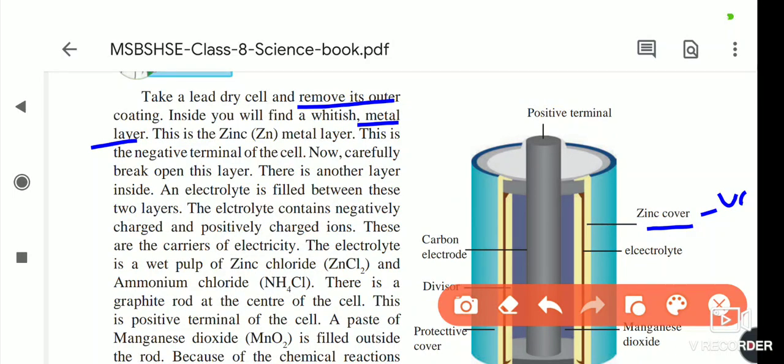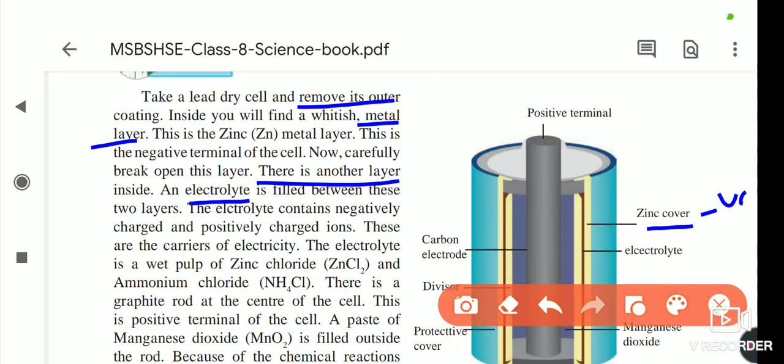Now carefully break open the layer. We have to remove this zinc covering very carefully. There is another layer inside. One more layer is there inside this zinc layer. The electrolyte is filled between these two layers, between the zinc layer and the covering inside it. Electrolyte is filled in between the zinc cover and the inside cover.